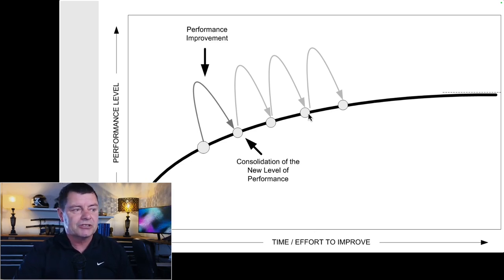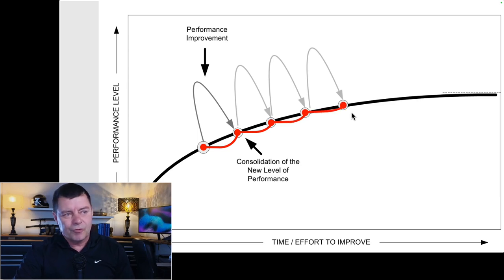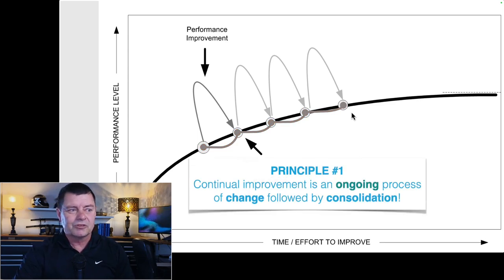So consolidation at the new level, and then you would do it again, and so on and so on. So it looks like this. Second project, third project, fourth project. You're locking them in. You're giving people a good experience. This is the principle, the first principle. Continual improvement is an ongoing process of change followed by consolidation. So it's change it a little bit, lock it in. Change it a little bit, lock it in. Change it a little bit, lock it in. And that is the way to incrementally move up a performance curve, and at the end of the day, move further up than you would if you targeted the optimum result. So that's the principle.